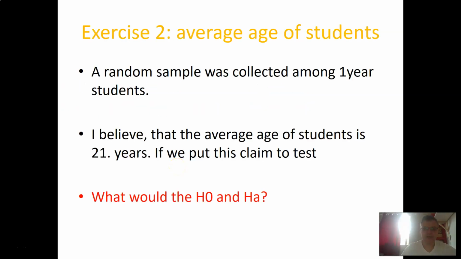And here is another exercise. Let's say a random sample of students was collected, first year students, and let's say I believe that the average age of students is 21 years. So if we put this claim to test, what would be H0 and H alternative? Null hypothesis and alternative hypothesis. Just pause the video and then continue again.